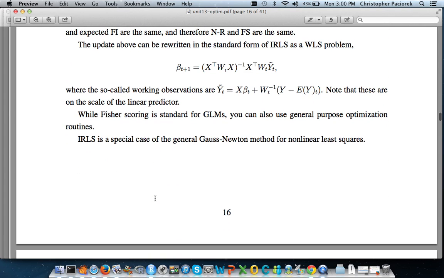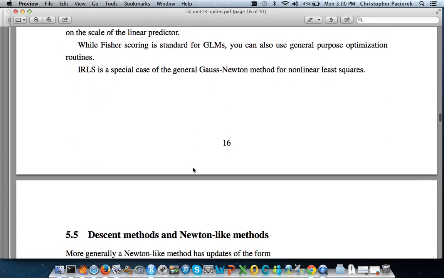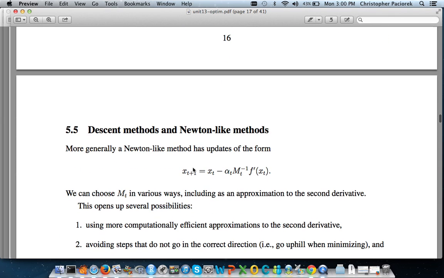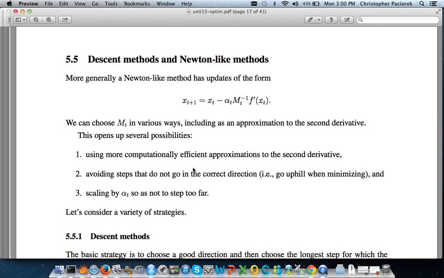Okay, so that is the standard method for working with GLMs. And so next time we'll continue on in this theme of talking about a few other of these different kinds of optimization methods in higher dimensional spaces.